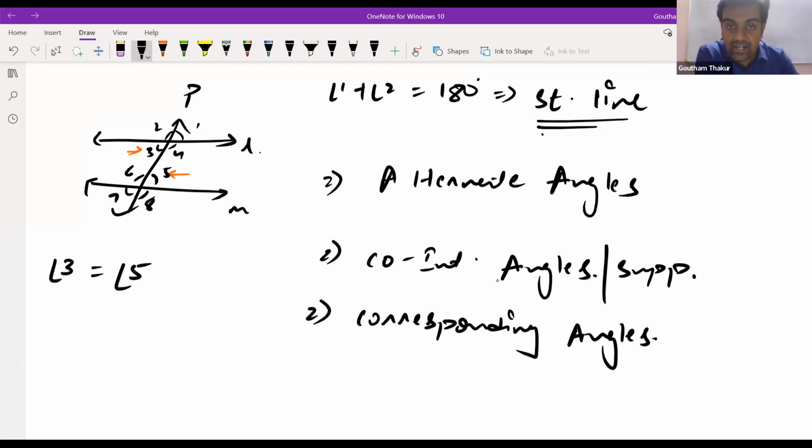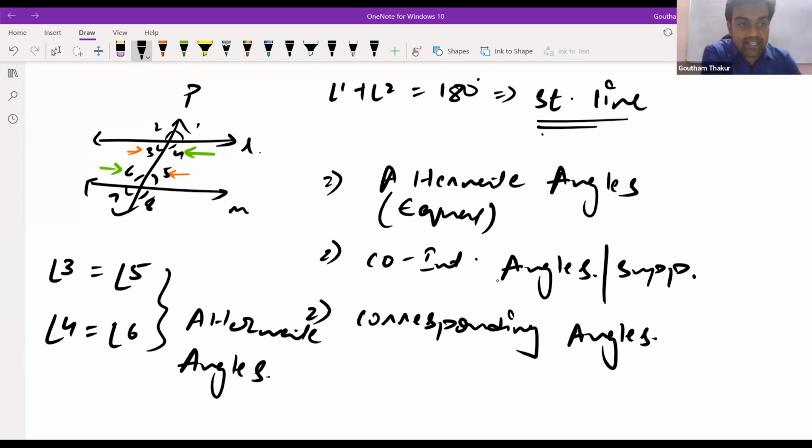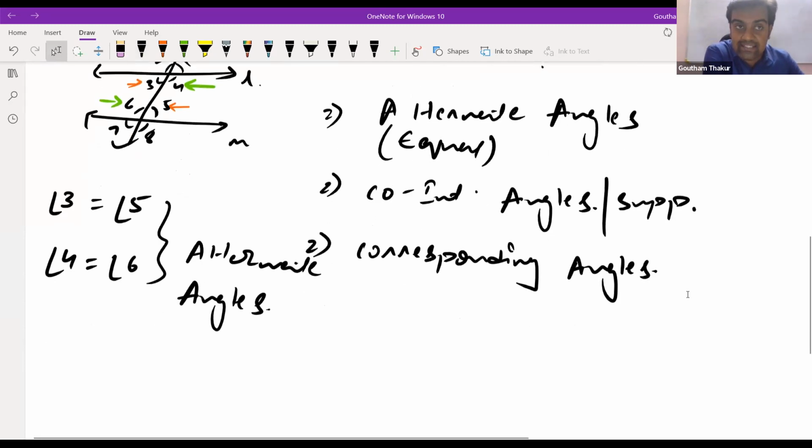And always alternate angles are equal. Whenever we talk about alternate angles, they are equal angles. In the same way, angle 4 and angle 6 are equal. Even these are alternate angles. Alternate angles are always equal. And what are alternate exterior angles?